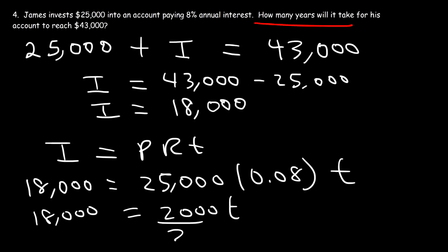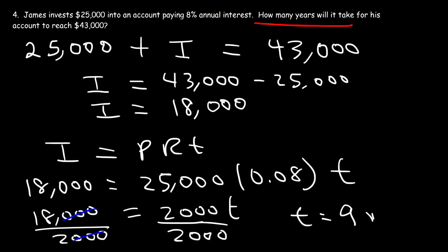And now let's divide both sides by 2,000. So 18,000 divided by 2,000, we can cancel the 3 zeros. So it's equivalent to 18 divided by 2, which is 9. So it's going to take 9 years for his account to go from 25,000 to 43,000 if he's receiving 8% annual interest rate. So it takes 9 years to earn 18,000 in total interest.